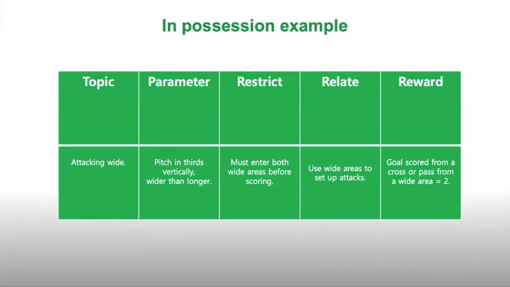So this might be applicable to some of the junior coaches, where the topic is attacking wide. You can simplify this. If you have a look, you've got the parameter. The pitch will be in thirds, so vertically, so it's going to be wider than longer. You've got restrict: must enter both wide areas before scoring. If you want to relate, you'd use wide areas to set up attacks. A reward: a goal scored from a cross or a pass from a wide area equals 2.